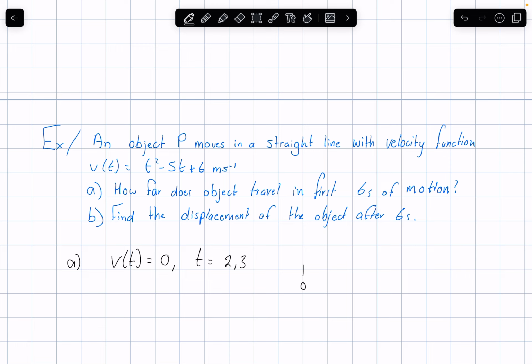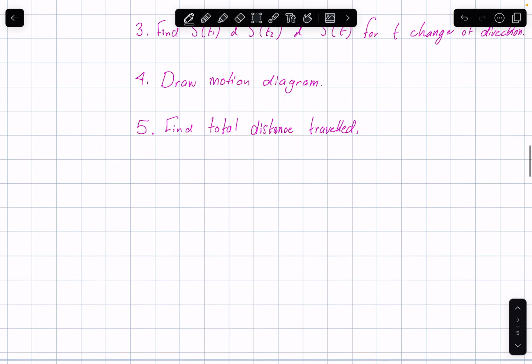So drawing my velocity sign diagram, it's going to look something like this. Now I can't go into the negative time. And if you graph that function, you'll know that it's plus, minus, and then plus. So we can see that change of direction at t equals 2 and t equals 3. So that's step 1 there.